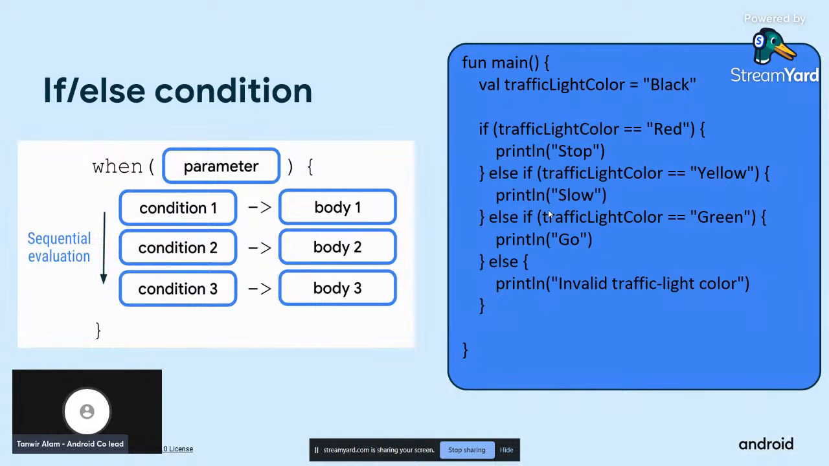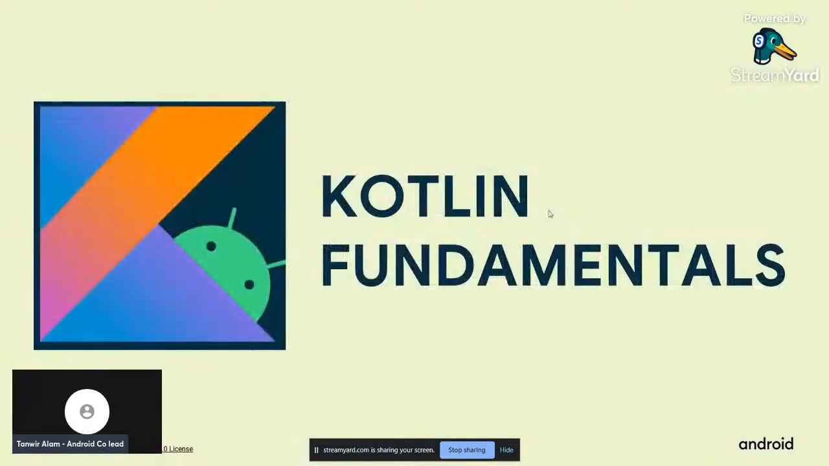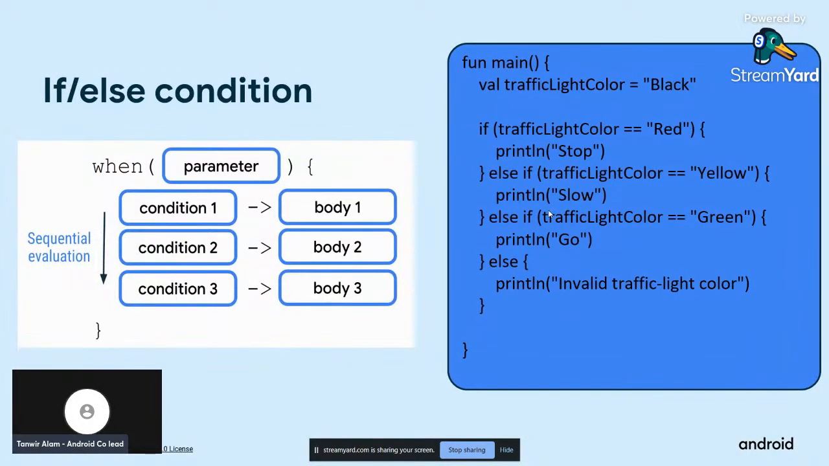So we all know about conditional statements. In Kotlin, we have the if-else conditional statement, just like any other programming language. I guess this is the wrong photo. Okay. So what happens in if-else?